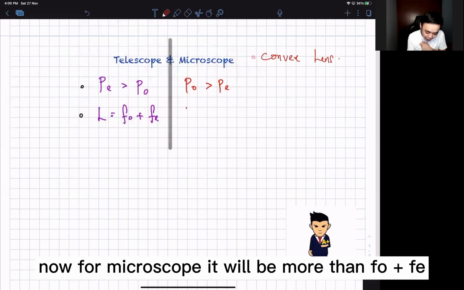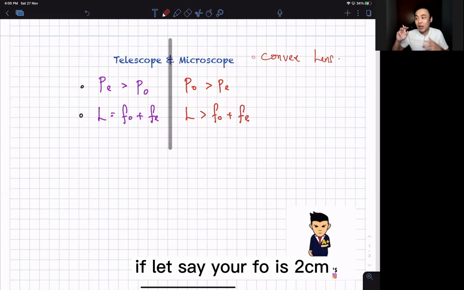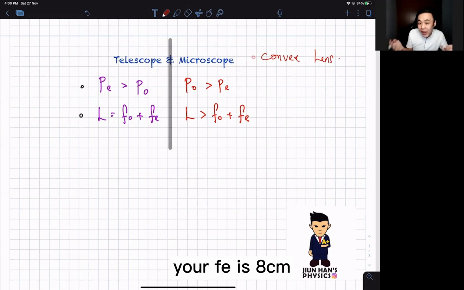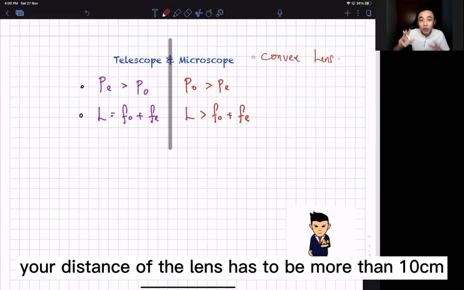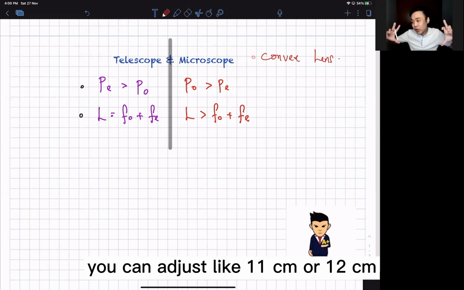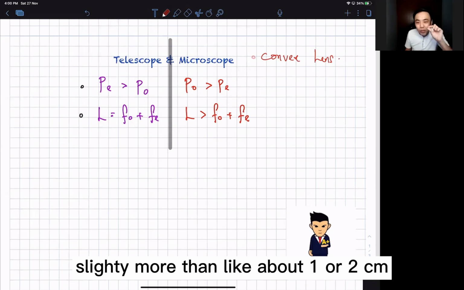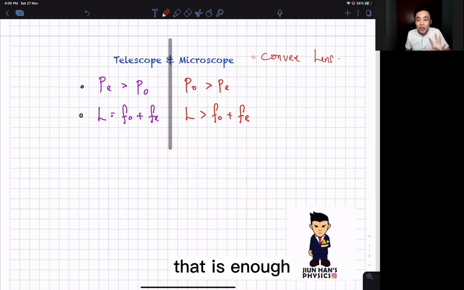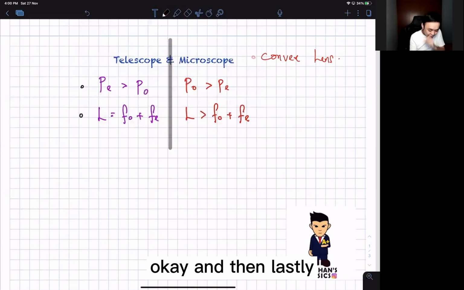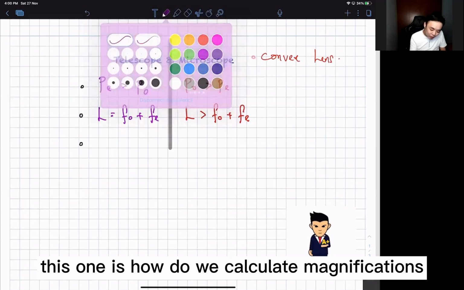Now for microscope, it will be more than FO plus FE. So if let's say your FO is 2 and your FE is 8, you sum them up, it's actually 10. Your distance between the lenses has to be more than 10. You can adjust to like 11 cm or 12 cm. It doesn't need to be too far away. Normally, we just slightly increase, about 1 or 2 cm. That is enough. Okay.